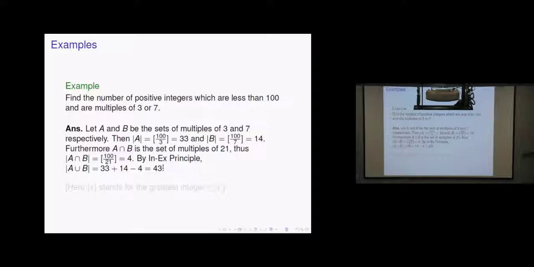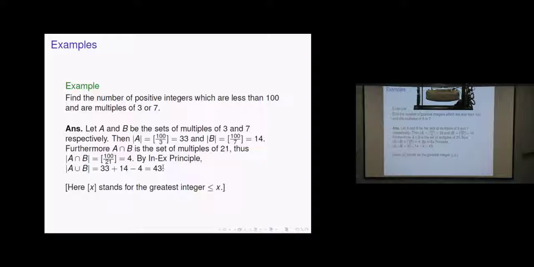So let A and B be the sets of multiples of 3 and 7, respectively. And then the size of A is just 100 divided by 3, then taking the integer part. So the bracket x stands for the greatest integer less than or equal to x. So you just take the floor. You understand the counting, right?